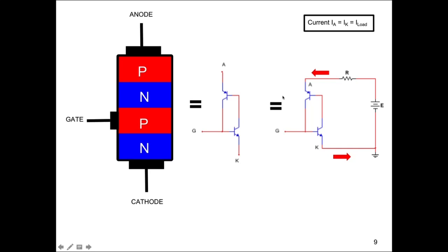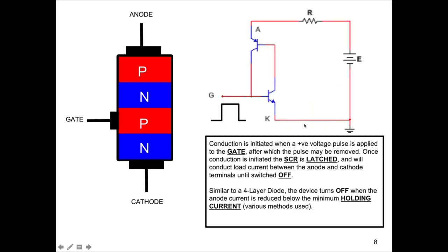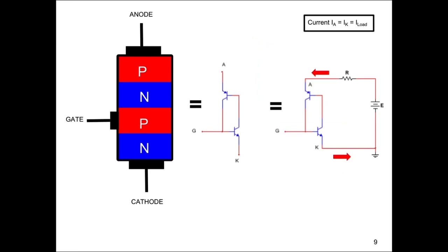Okay, so again, just another drawing, just showing the internal construction again. If it's conducting, then we have current flowing anode to cathode like this, and of course the load current through resistor R, whether this could possibly be a motor or a coil, like a heater coil or a light or something, to limit the current and to do useful work.